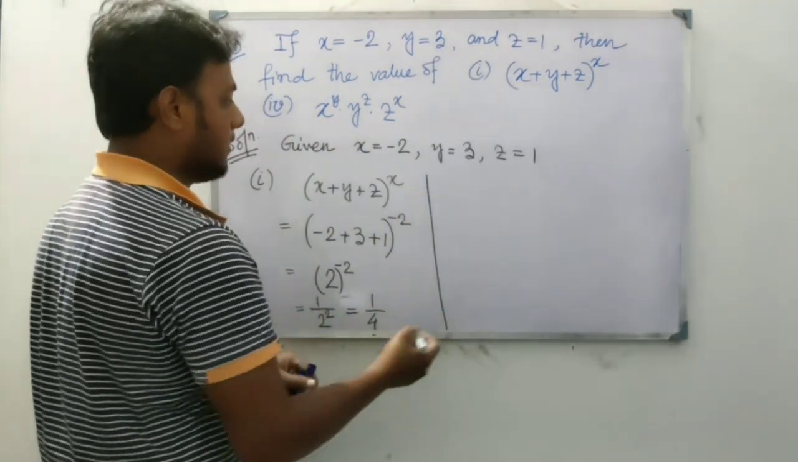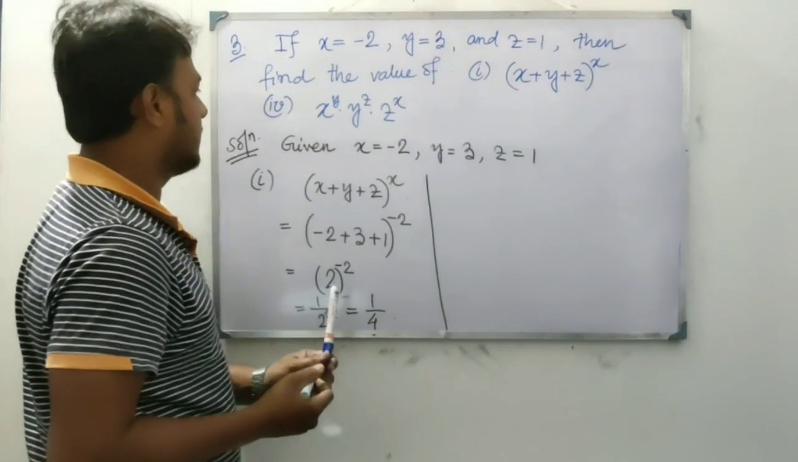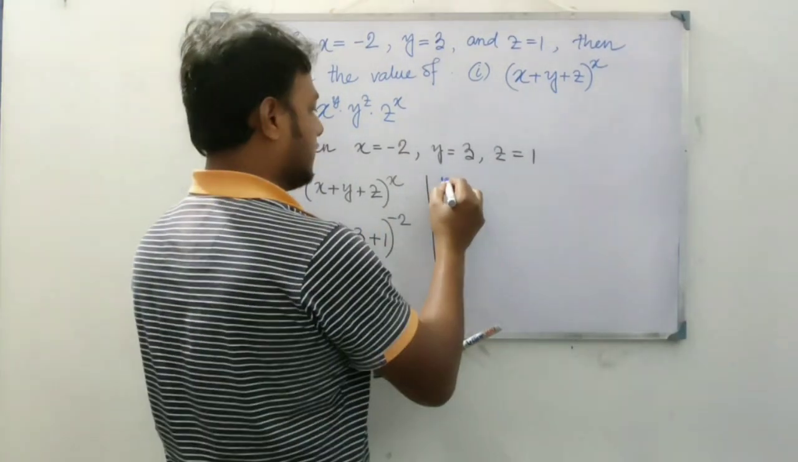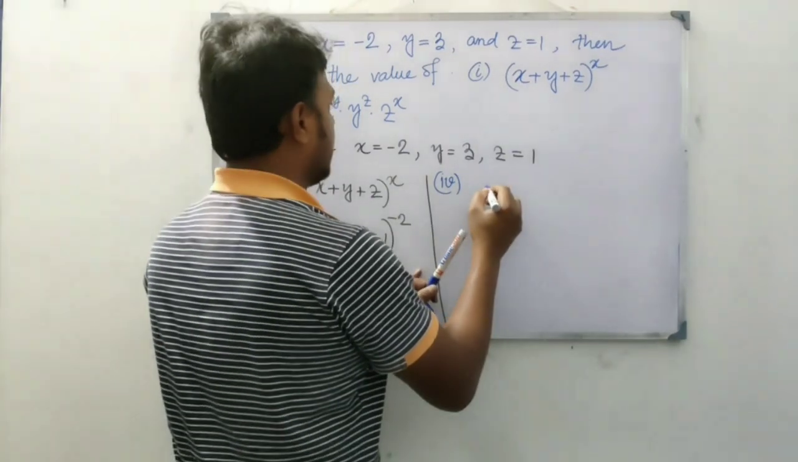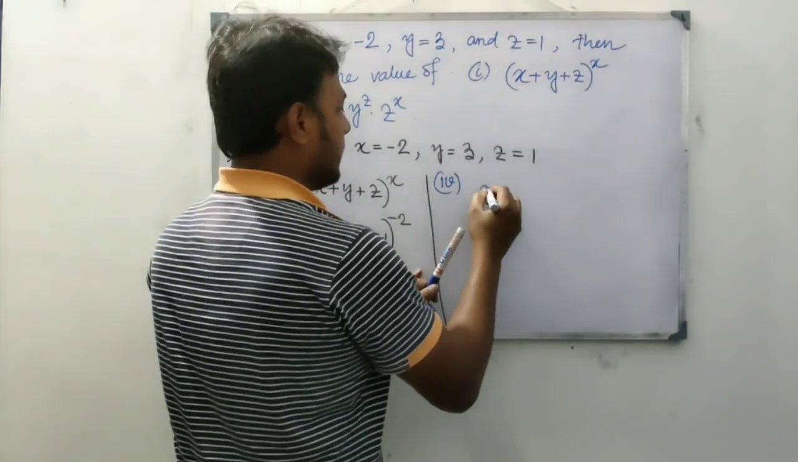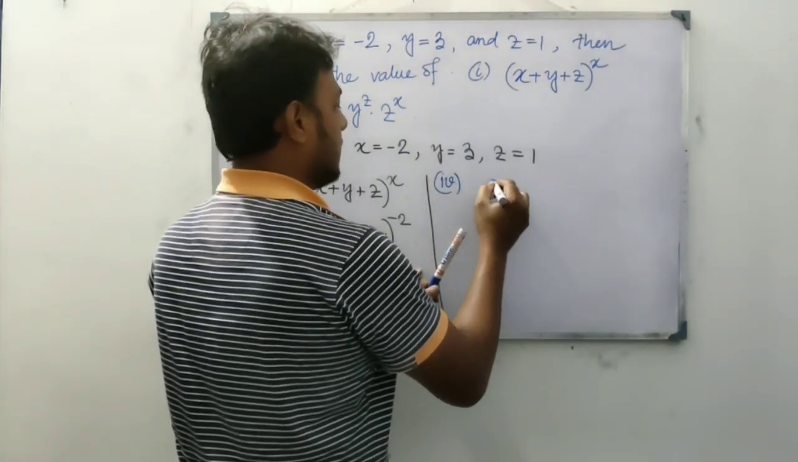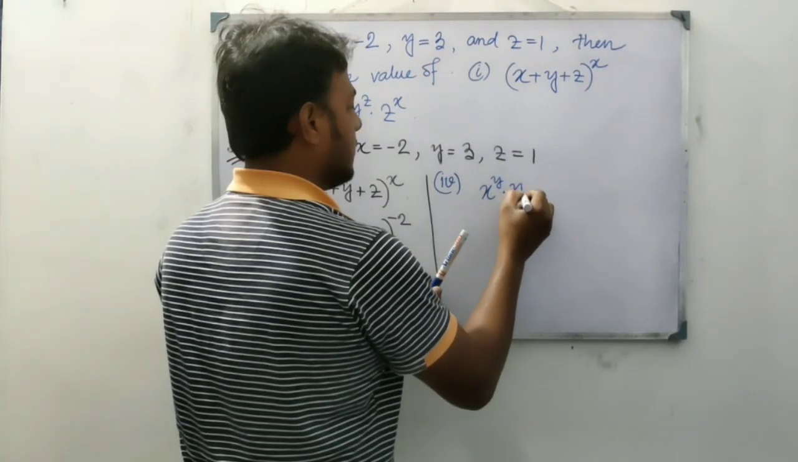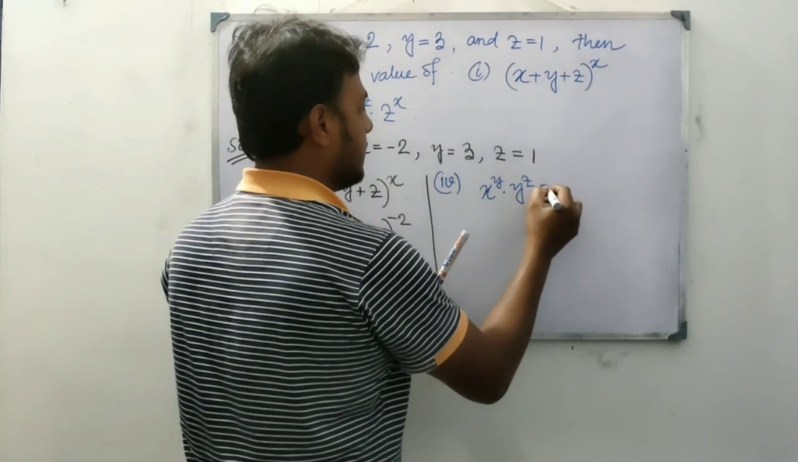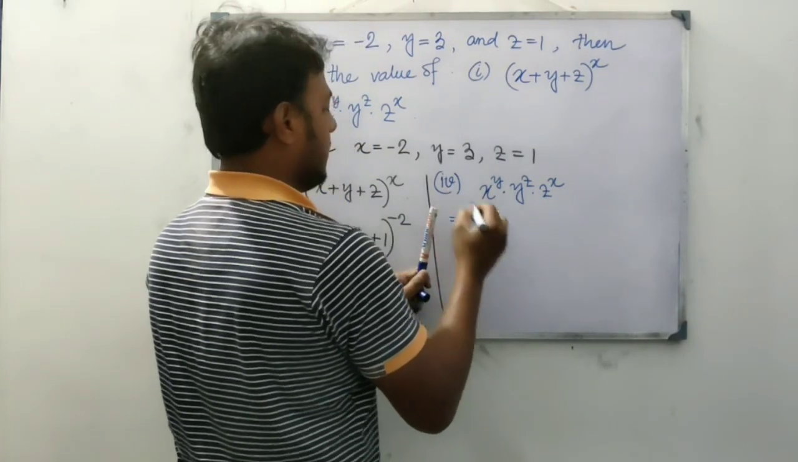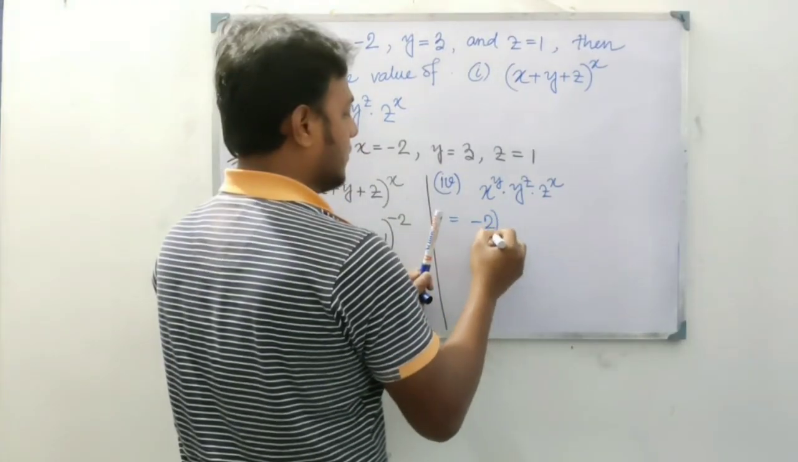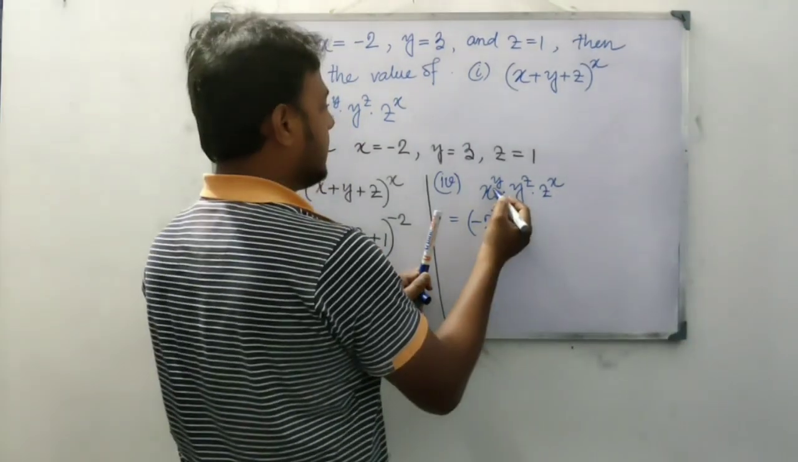Next, second one, fourth one. I am solving here. Okay. The second one you have to solve, that means the fourth one: x to the power y into y to the power z into z to the power x. Now put the values. x equals minus 2, the power of minus x is y.